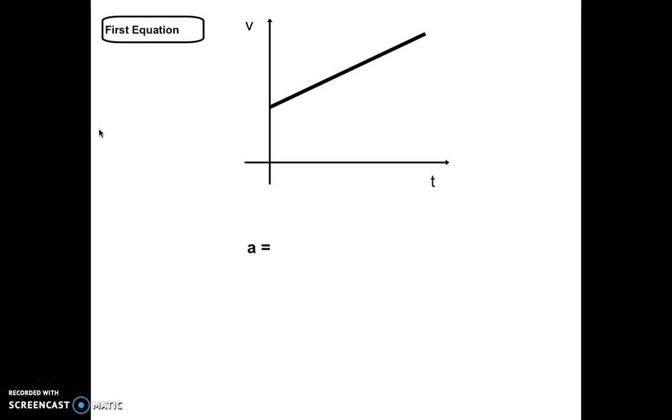Today we talked in class about how to derive constant acceleration equations from the graphs that we've been using to solve problems. So this is a quick video going over the same notes we did in class.